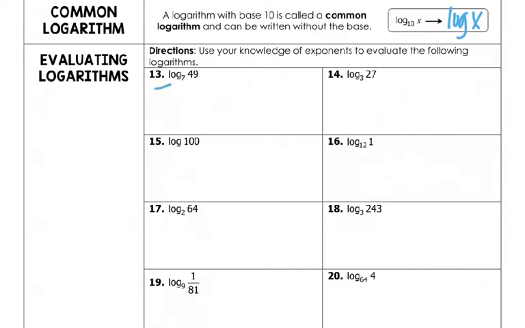So this one would be written as 7 to the x power equals 49. Because we don't have an equal sign in our logarithm, we're just going to put x there when we write it into exponential form. Well, 7 to the what is 49? 7 squared, right? So we know that x will equal 2 for this one.